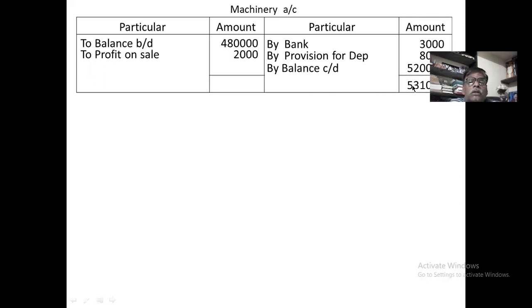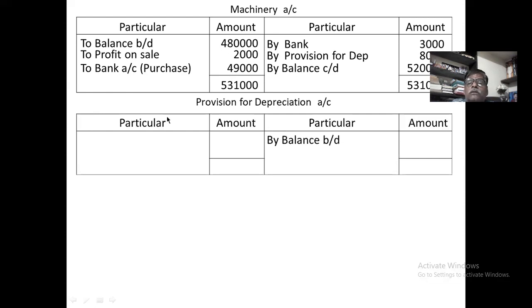Now you close this account and ascertain the balance. 5,31,000 is the total. So difference is called as purchase. Bank account. 49,000 is the purchase. So this 49,000 is application and 3,000 sale is called as source of fund. These two goes to fund flow statement. Now you prepare the provision for depletion account. In the depletion account, you take by balance brought down 1,08,000. 1,08,000 is the balance, opening balance. To balance carried down 1,40,000. And you take this provision 8,000 here.